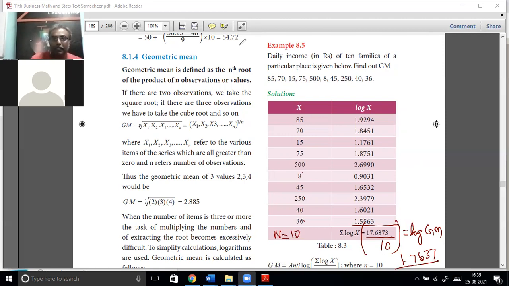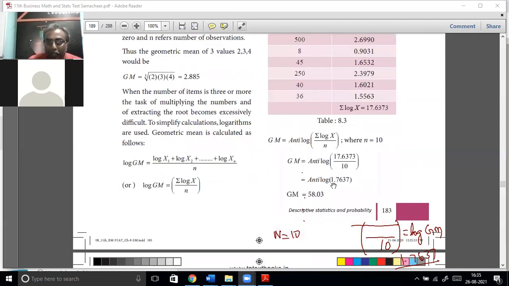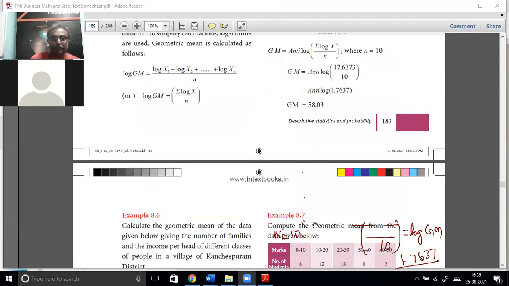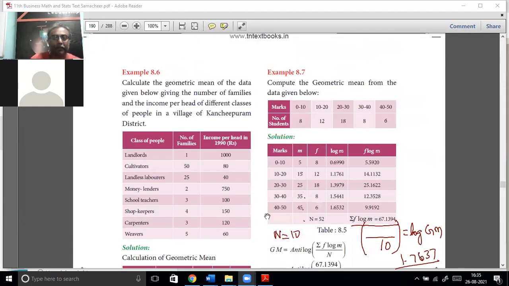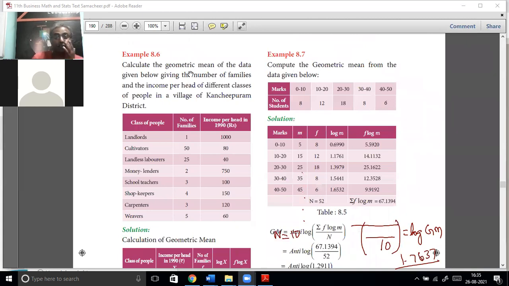What will be the anti-log of this? So anti-log of 1.76, that also you look in the tables or you put calculator, no issues. So geometric mean is equal to 58.0. That's all. By calculator, you can do it very easily. So that is the simplest form of the sum. This is example 8.5. Example 8.6 is a different form.